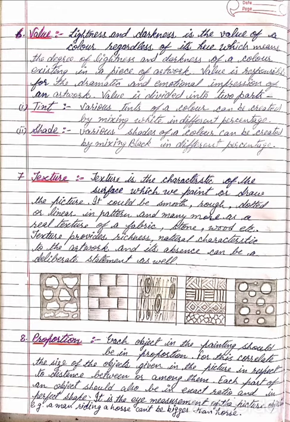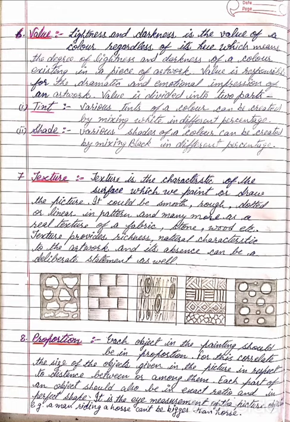Next element of art is texture. Texture is the characteristic of the surface on which we paint or draw the picture. It could be smooth, rough, dotted or linear in pattern, and many more, as a real texture of a fabric, stone, wood, etc. Texture provides richness, natural characteristic to the artwork, and its absence can be a deliberate statement as well.